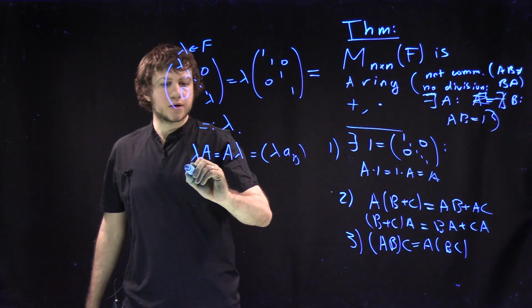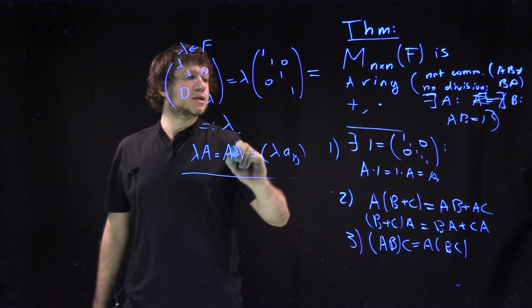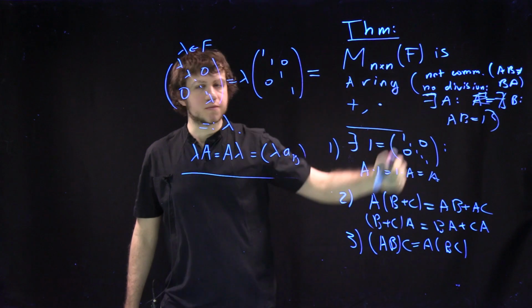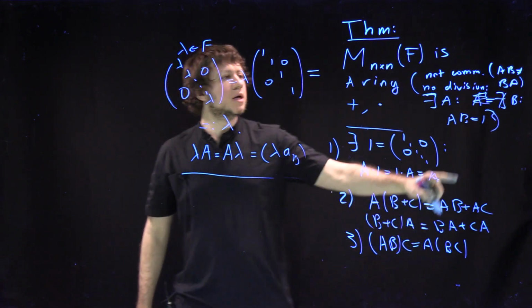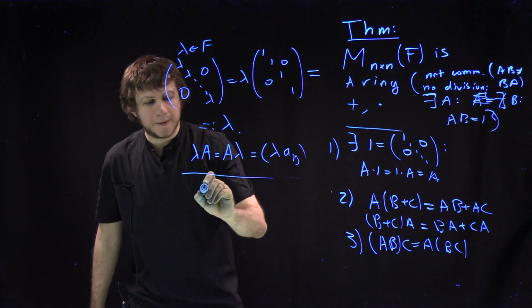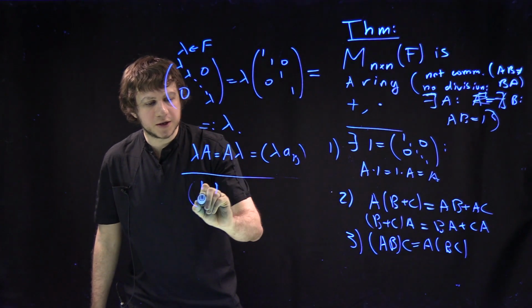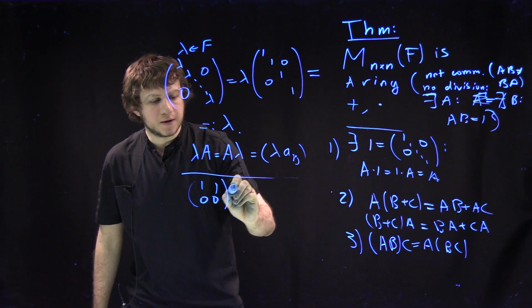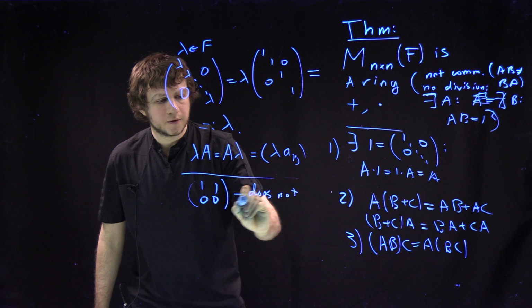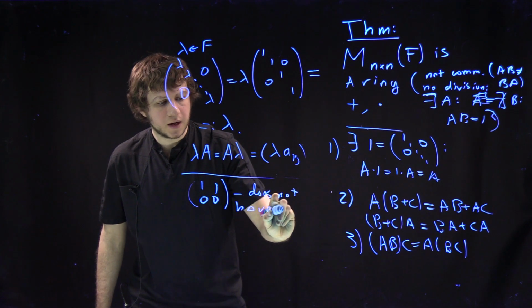So this is one remark. Another remark: I said sometimes AB is not equal to BA, and you know these examples. And also some matrices don't have an inverse. So for instance, a matrix like 1, 1, 0, 0 does not have an inverse.